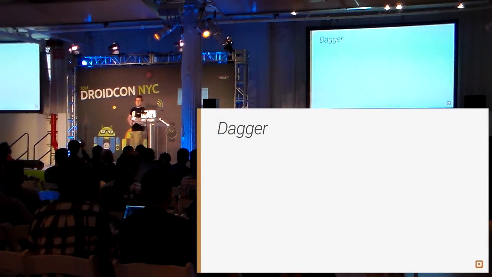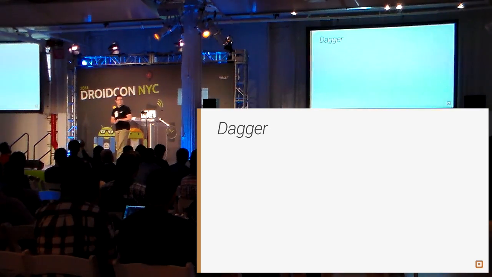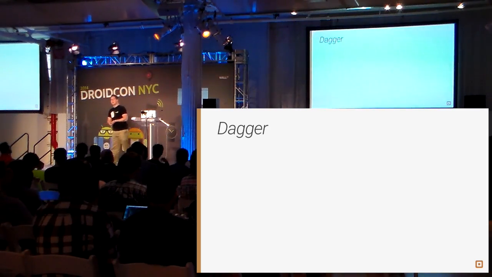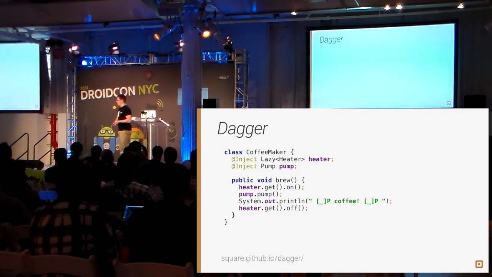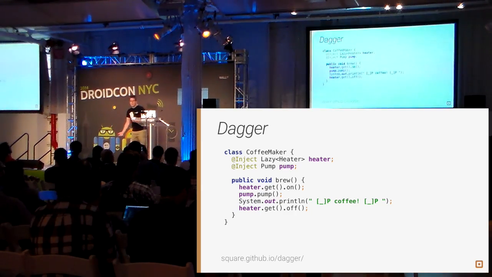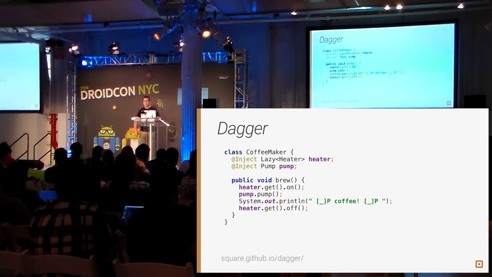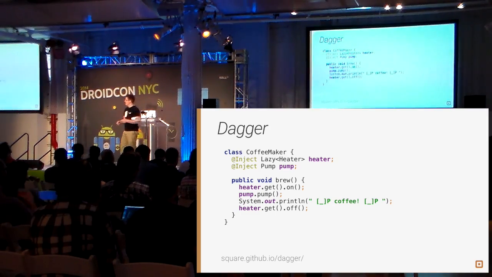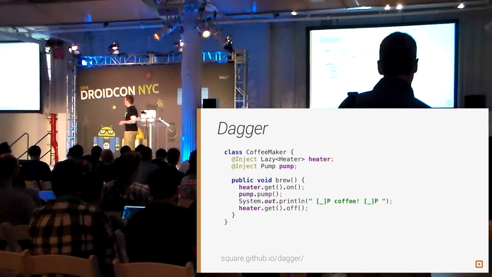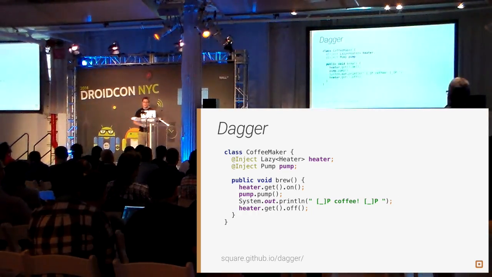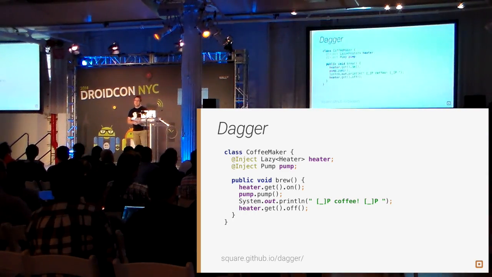Dagger is the first one. Dagger is a dependency injection mechanism that is not Android specific, but the means through which it does dependency injection is very Android friendly. So this would be a piece of code that is using Dagger to perform dependency injection. If you're not familiar with dependency injection, I'm not even going to try and start explaining what it is, but this class is requesting two dependencies, a pump and a heater. And the heater is using a special feature of Dagger which allows it to be lazily instantiated.